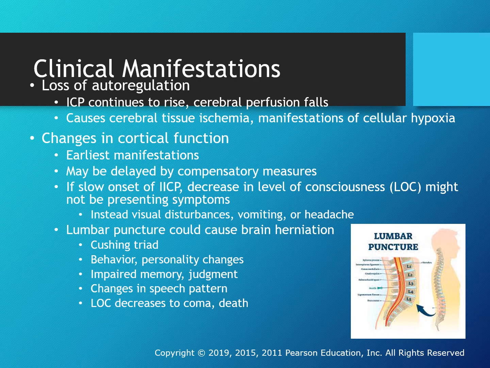It says, in some cases, however, the onset of symptoms may be delayed if the ICP rises steadily because of compensatory measures such as displacement of blood and CSF. If there's been a slow onset of ICP, a decrease in level of consciousness may not be the presenting symptom. Again, if it's a slow onset. Instead, the patient may complain of visual disturbances such as double vision, vomiting, or headache. A patient who presents with these symptoms requires a careful workup, especially a neurological workup.